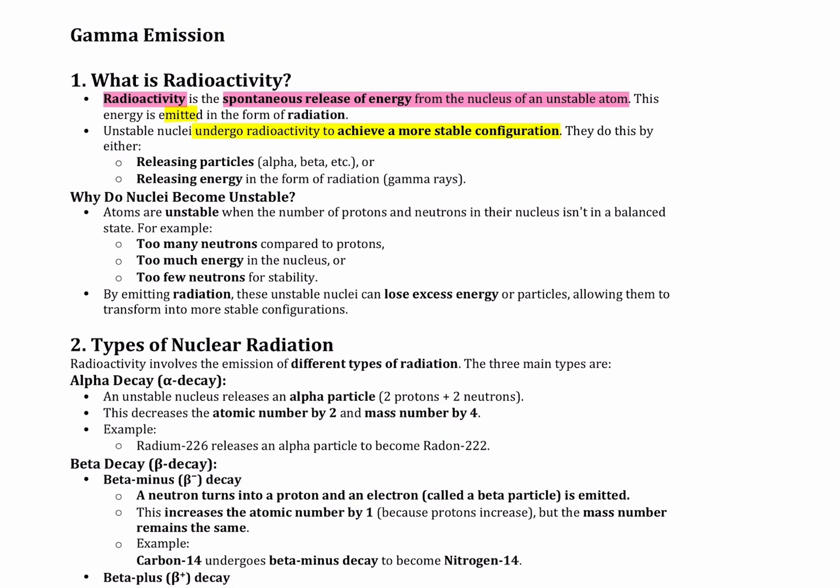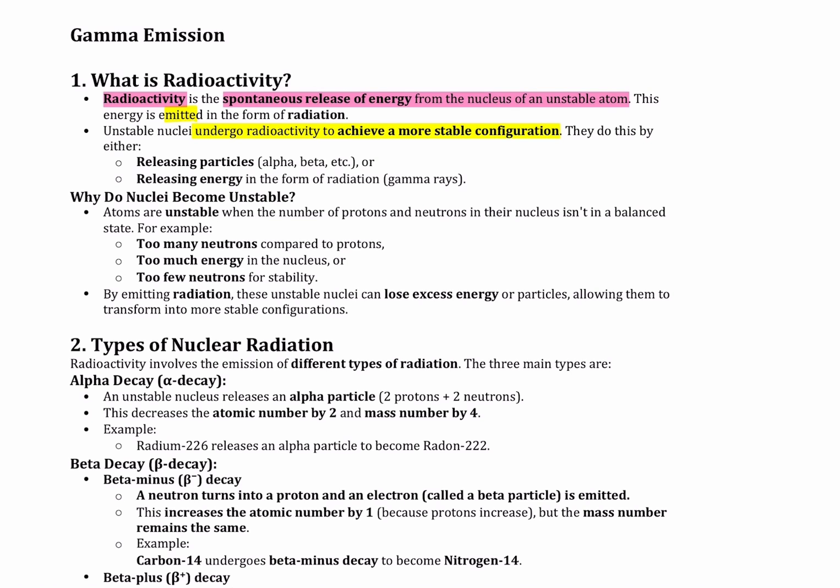Unstable nuclei undergo radioactivity to achieve a more stable configuration. They do this by either, number one, releasing particles through alpha, beta decay, which we discussed a while ago and will see again here, or number two, releasing energy in the form of radiation, gamma rays.